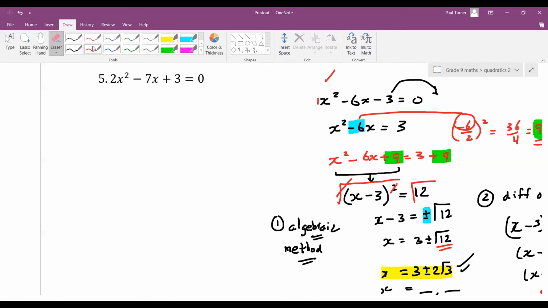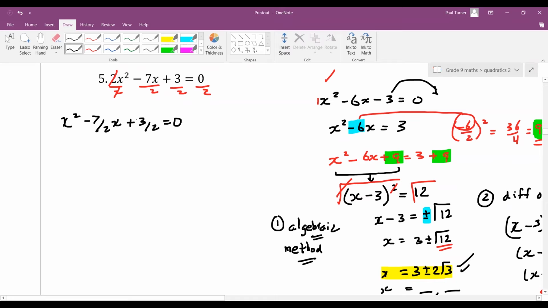Okay, so for this question here, we've got a 2. So we don't like numbers that are not 1 for this method. So we've got to divide everything by 2. So that's the first step. So then I'll end up with x squared minus 7 on 2x plus 3 on 2 equals 0.